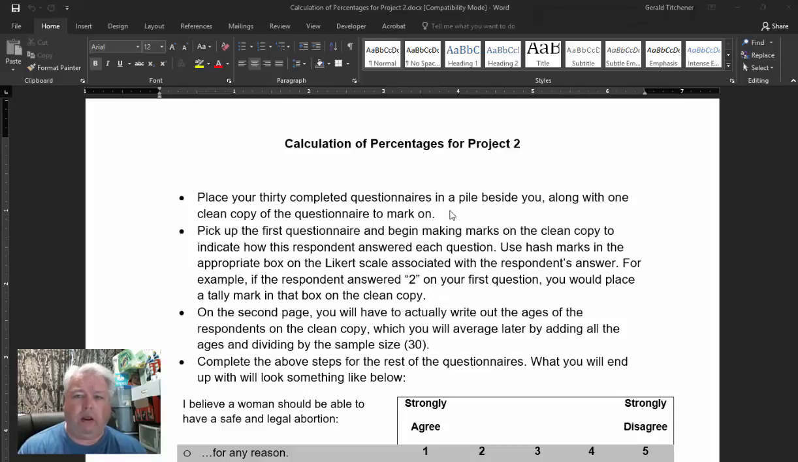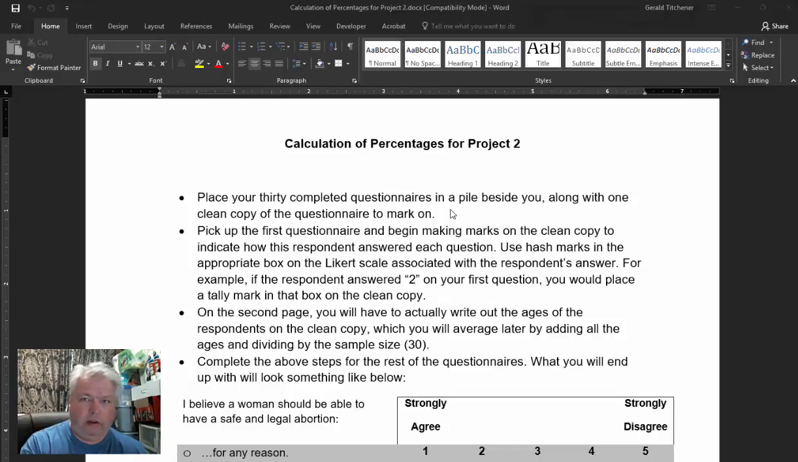What you're going to do next is take the completed questionnaires in the piles, and get a clean copy of a questionnaire for each pile. Because you're going to make tally marks. You've seen them like 1, 2, 3, 4, 5, where you slash across for the fifth one. You pick up one questionnaire and have the clean copy and see how they answered number one, your first question. And they said strongly agree. So under strongly agree on your clean copy, you make one tally mark.